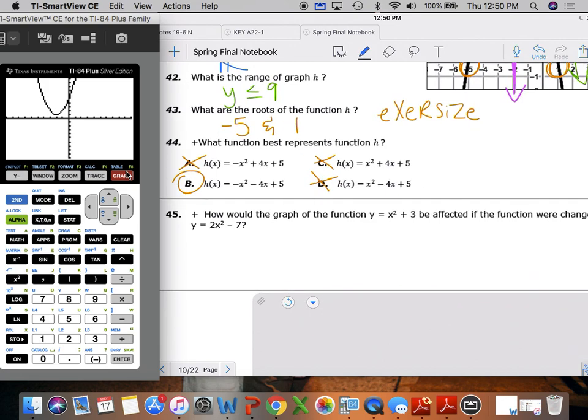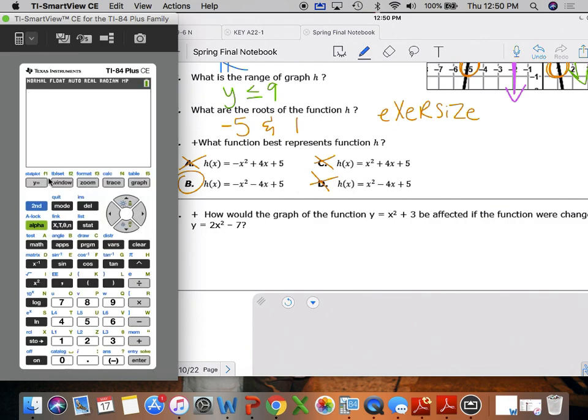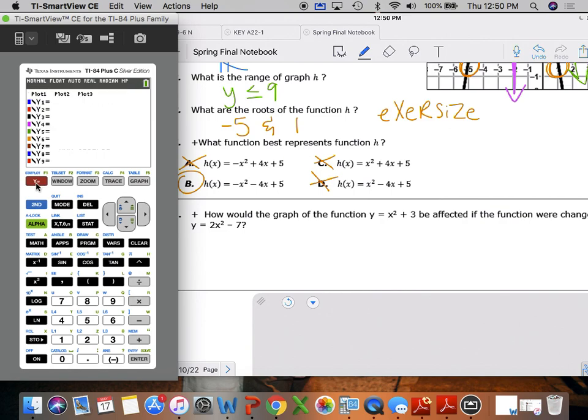45 asks how the function y equals x squared plus 3 would be affected if it were changed to 2x squared minus 7. So what I'm going to do is plug these into y1 and y2. When they pop in, the one that pops in first is my first option. The one that pops in second is my second option. My calculator goes really, really quickly, so I'm actually going to use this one because it's color-coded. Oh yeah, this one's color-coded.